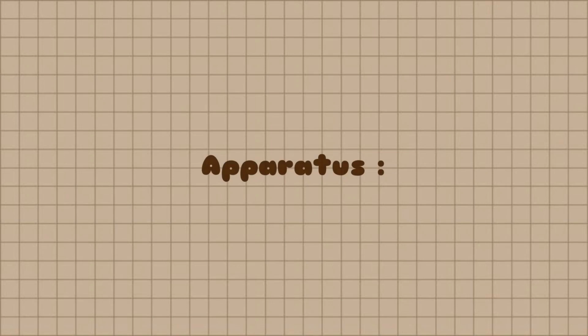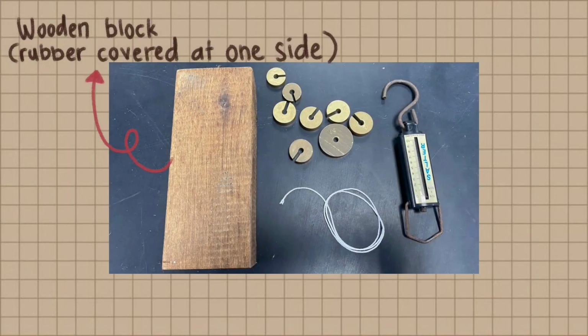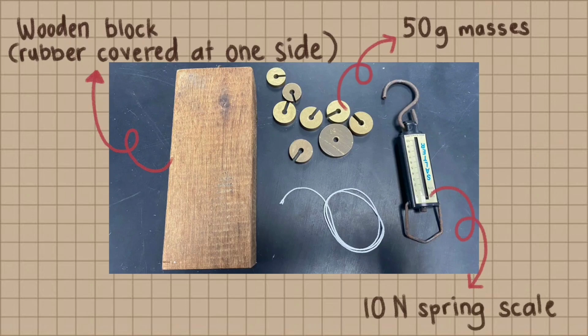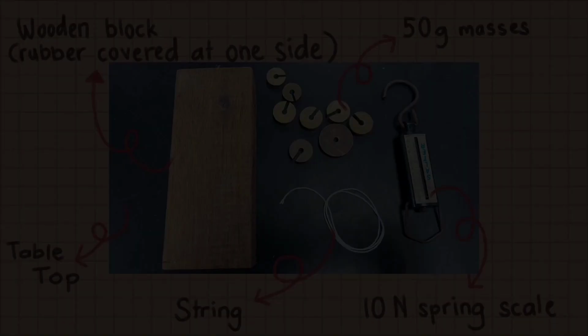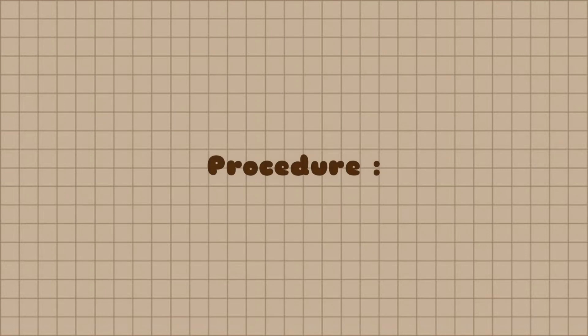The apparatus that we use in this experiment is a wooden block with a rubber cover on one side, 50 gram masses, a 10 Newton spring scale, string and tabletop. Next is the procedure.